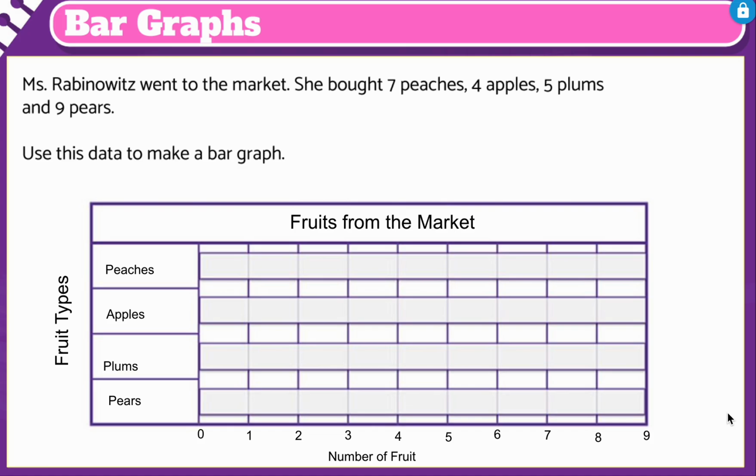Representing data on a bar graph. Mr. Benowitz went to the market. She bought 7 peaches, 4 apples, 5 plums, and 9 pears. Use this data to make a bar graph.